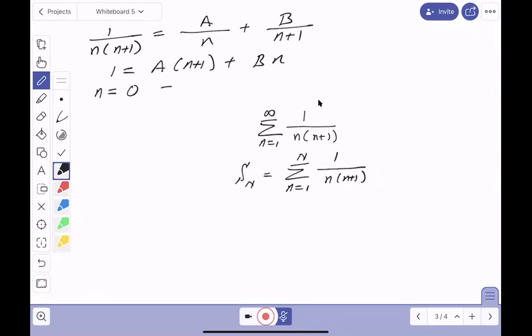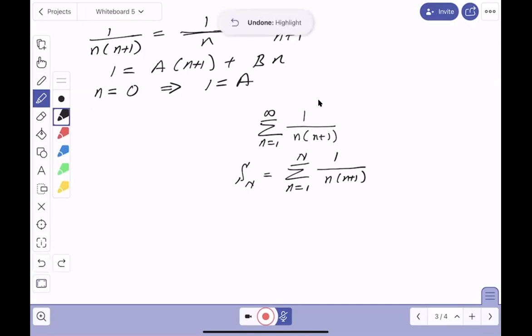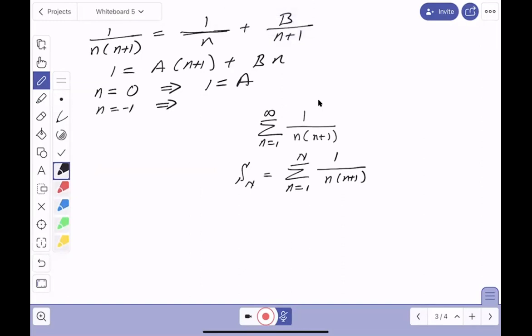I would say n is 0. What would you get over here? You would get 1 equals A. So I know A is 1. Let me get my eraser out, and I'll put that down for you. Let's see if we can figure out what B then is, all right? So I'm going to say n would be minus 1. What do you get over there? 1 equals minus B. Well, now I know B is minus 1, and I'll put that down for you.